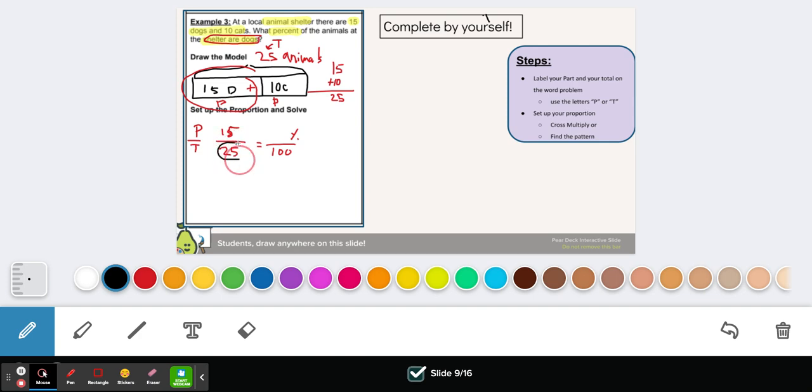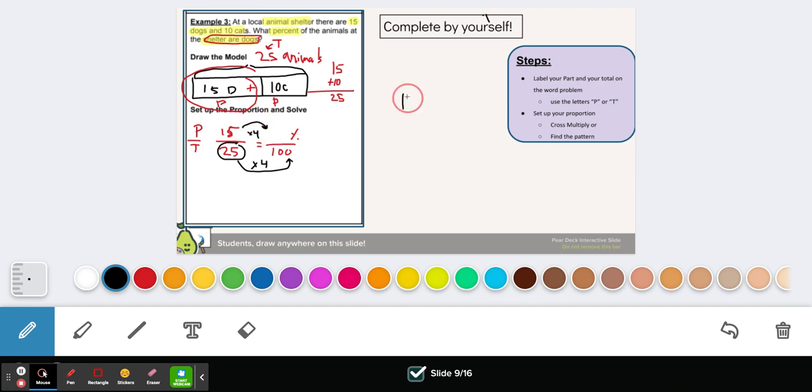So if I look at my 25 and I'm going to 100, I'm going to think about this as quarters. How many quarters give me 100 cents, which is $1? So 4 quarters give me $1. So if it grew fast, that means I'm multiplying. 25 times 4 gives me 100. That means here I need to multiply 15 times 4.